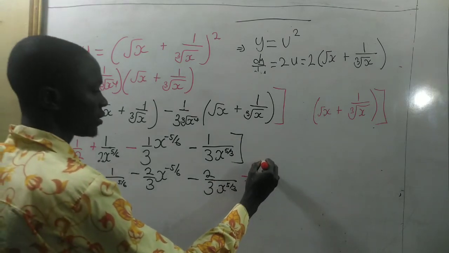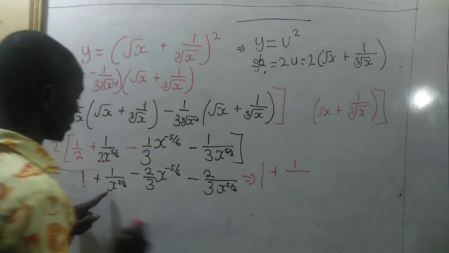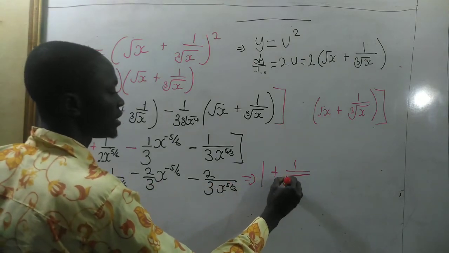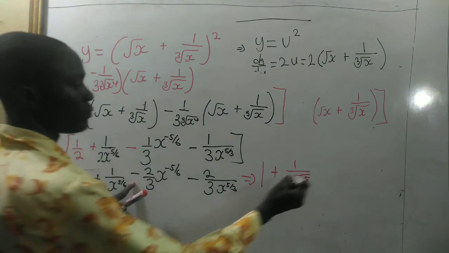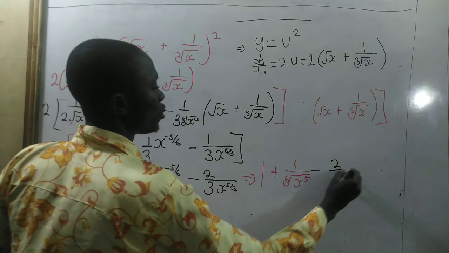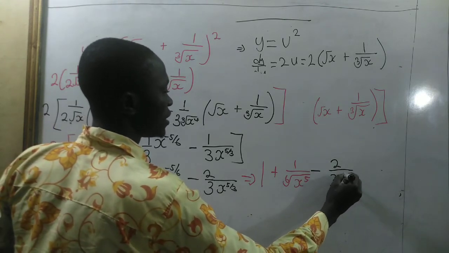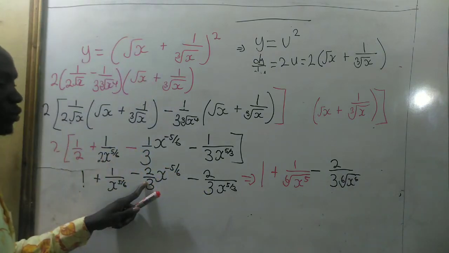This will give me 1 plus 1 divided by x to the power 5 on 6, which is the same as the 6th root of x to the power 5, minus 2 on 3 times the 6th root of x to the power 5. That is what you are going to get.